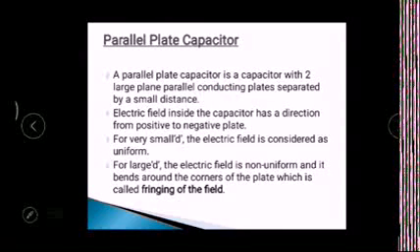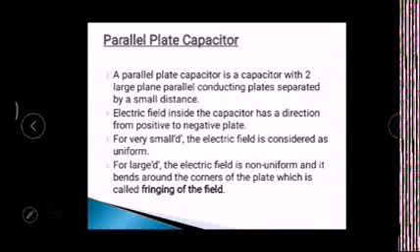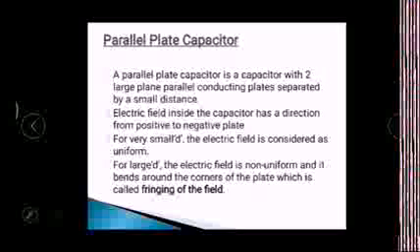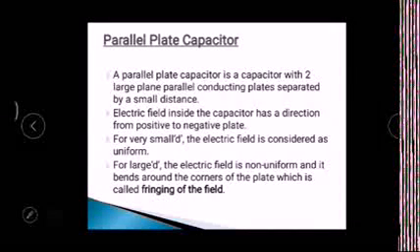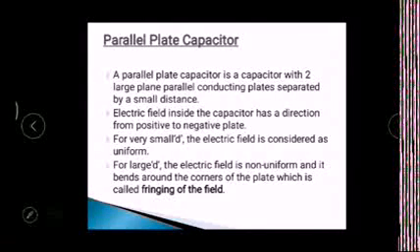Now this type of capacitor is called a parallel plate capacitor, in which the plates are parallel to each other at some distance d. The electric field inside the capacitor has a direction from the positive to the negative plate. It has been studied in the earlier chapter, in the applications of Gauss theorem, that the electric field between the plates is constant and given by sigma by epsilon 0, directed from the positive plate to the negative plate. There is a very small distance d between the plates, since the electric field is only uniform when the distance between the plates is very small.